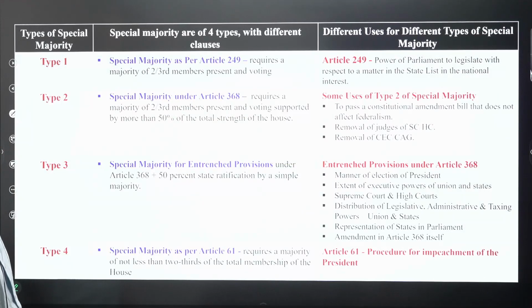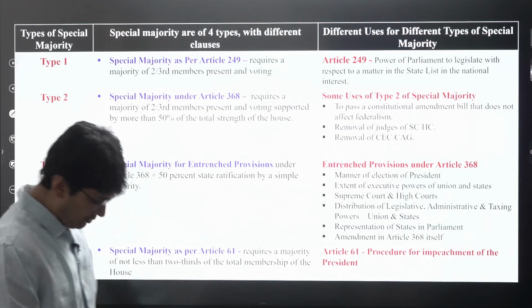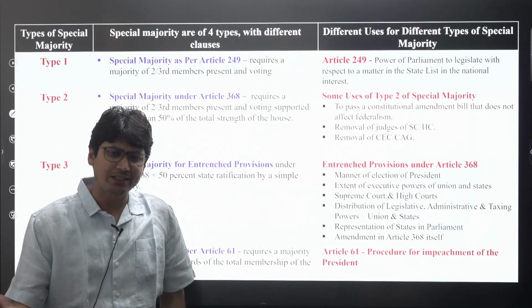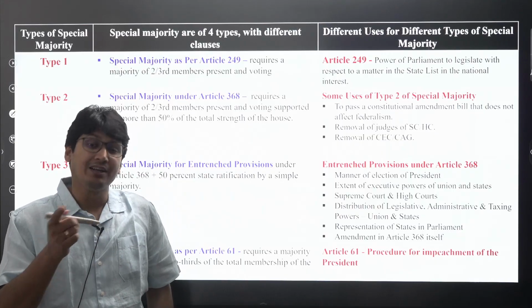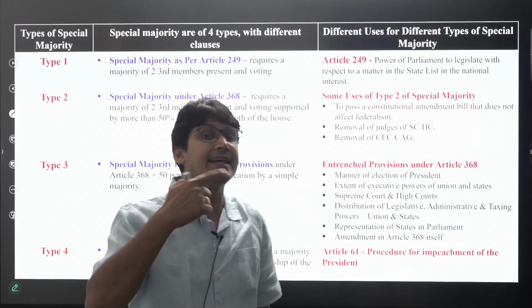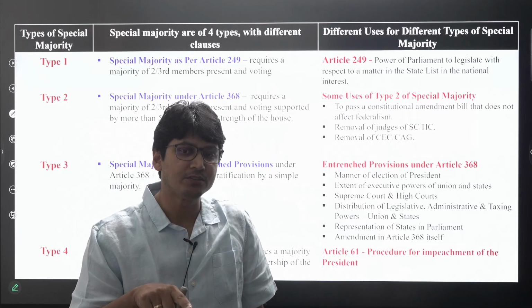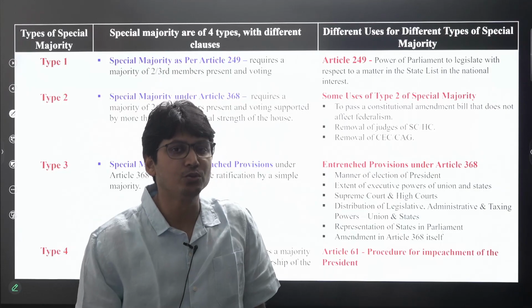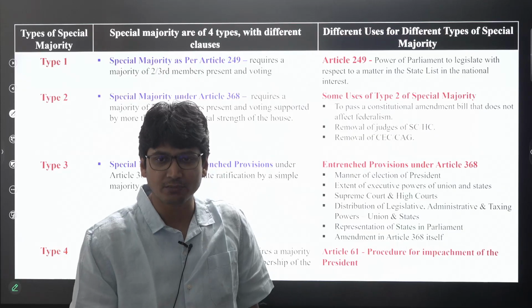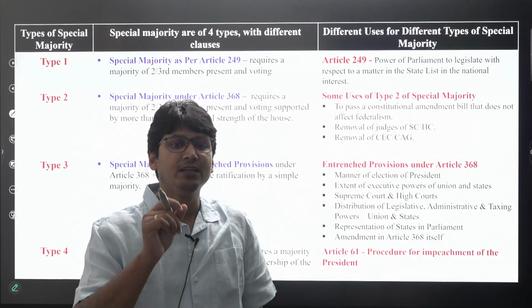So Article 249, power of Parliament to legislate with respect to matter in state list in national interest. So generally Parliament does not have power to make laws on state list, but under Article 249 in national interest Parliament can do so. But for that purpose a law needs to be introduced in the Council of States, that is in Rajya Sabha, and must be passed by what type of majority?